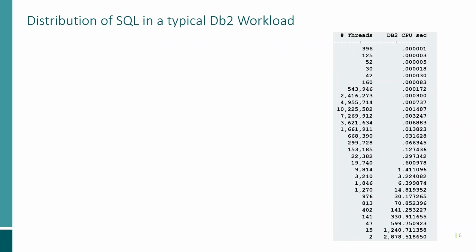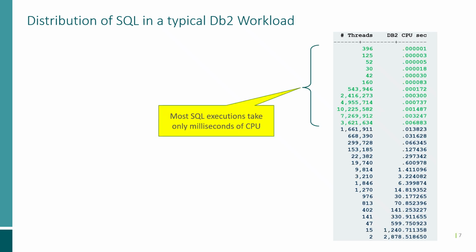Let's start this comparison by taking a look at the distribution of SQL across a typical Db2 SQL workload. As we can see, most SQL take only milliseconds of CPU to execute. These are the simple queries and in general were optimized long ago. In most shops, they will not be looked at as opportunities to improve performance or save CPU. It's assumed that nothing more can be done with these.